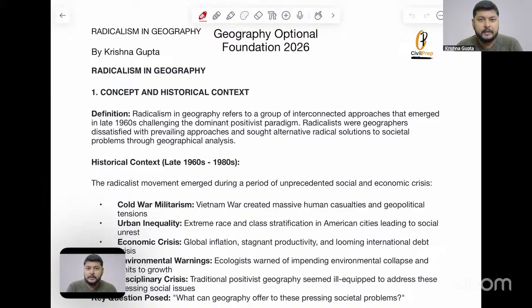I am Krishna Gupta and this is a session on Geography Optional Foundation 2026, a free initiative by CivilPrep. In this lecture, we will be understanding radicalism, Marxism and functionalism in human geography.